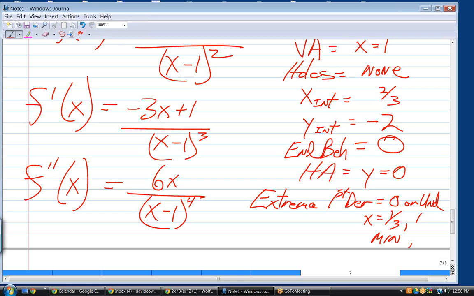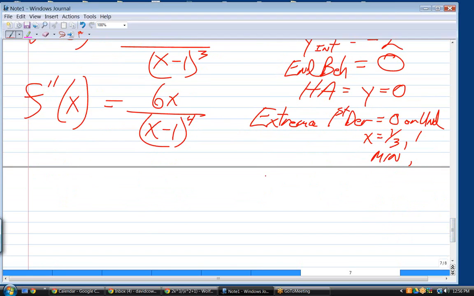Okay, and points of inflection, was that the last thing? Yeah. Points of inflection is where the second derivative is equal to 0. Well, that's at x equals 0. And only there.